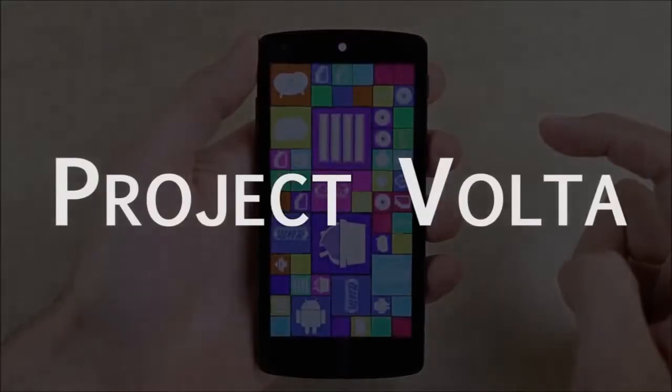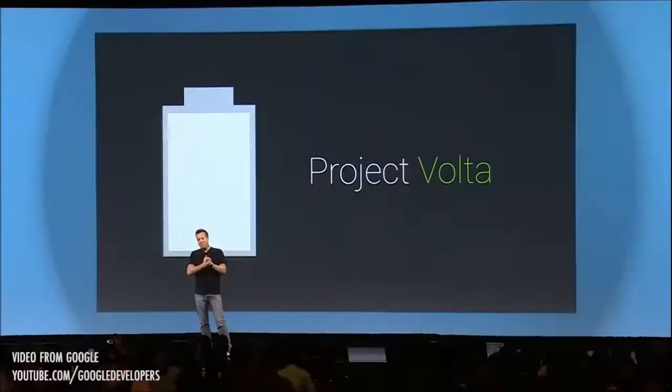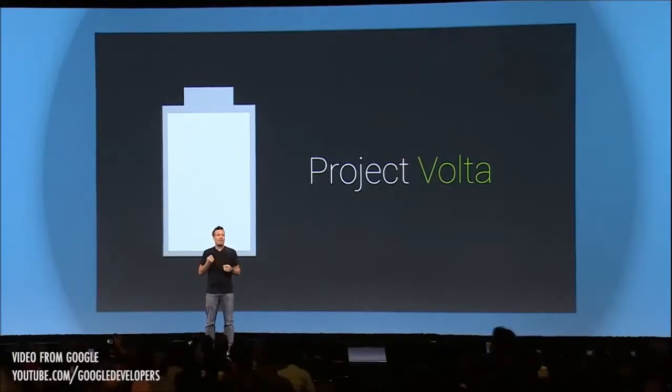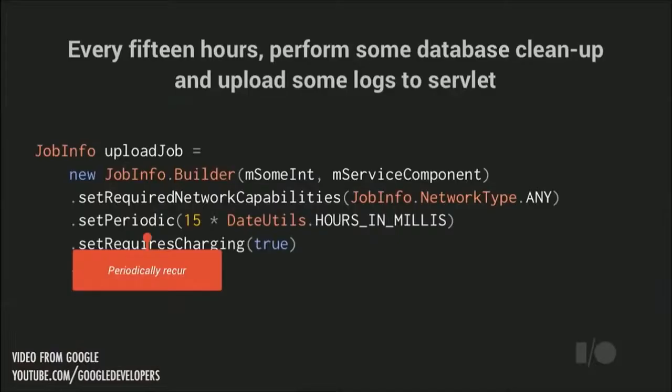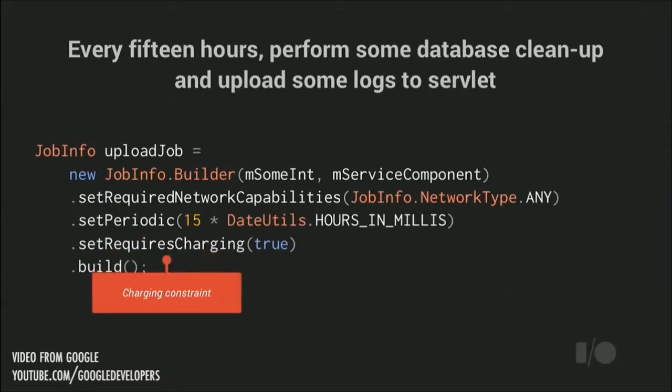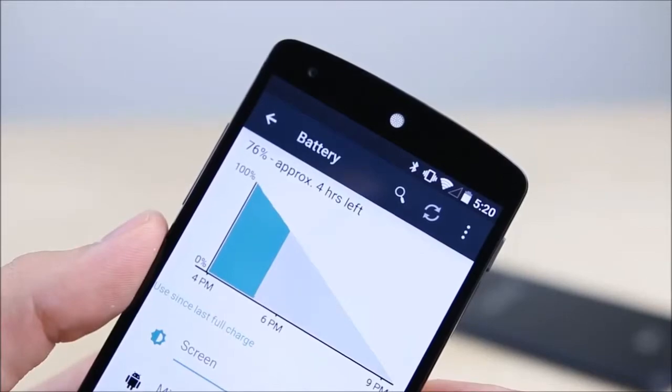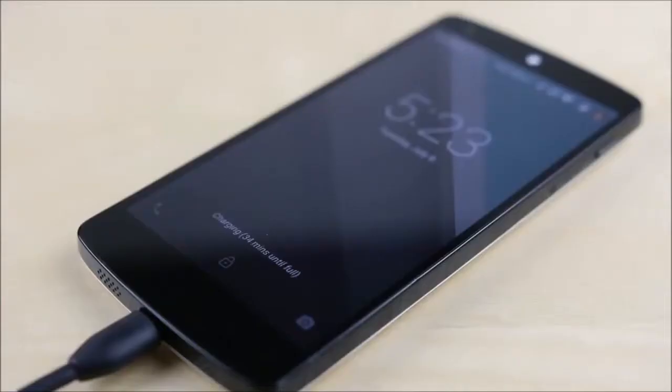5. Project Volta. With L also comes Project Volta, aka Google's attempt at finally making battery life better on Android. Project Volta is comprised of things like the new Job Scheduler API, which helps apps do more of their unimportant tasks while your phone is charging instead of while running on battery. The new and improved Battery Historian gives you greater insight into how your battery is being used up, and it even tells you how much time you have left until your phone dies, and also how long it'll take to get it back to full while you're charging.